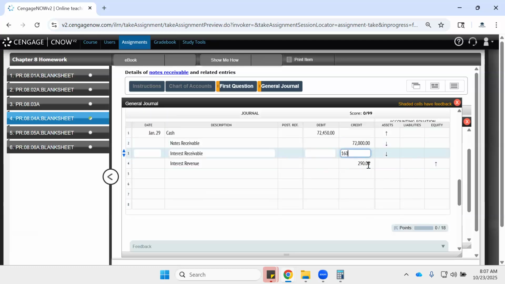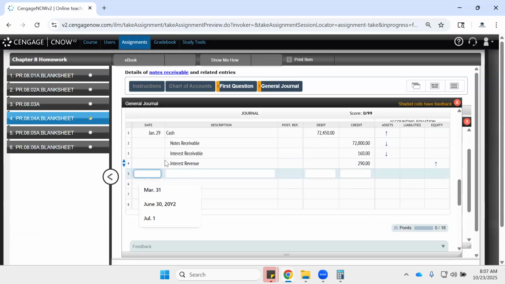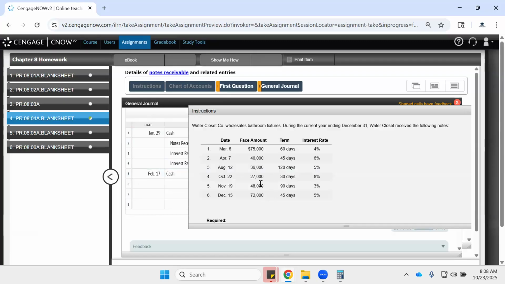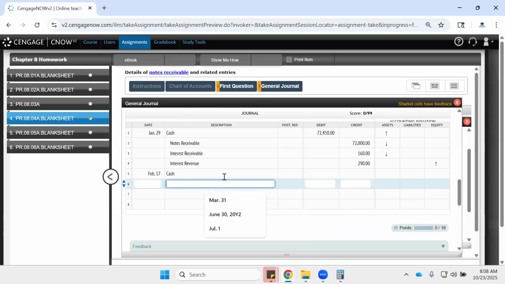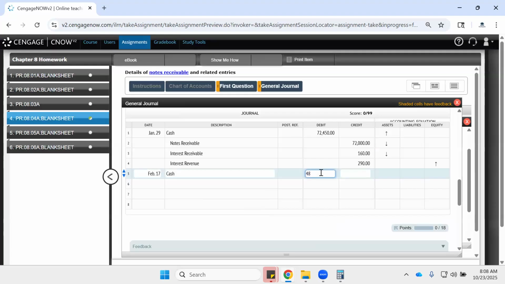See, 160 plus 290 is 450. And guys, that's super important. Because if the journal entry isn't balanced, there's a mistake somewhere, right? If it's balanced, it doesn't guarantee there's no mistake, but we got to make sure that our journal entry is balanced. Now to do the same for our next journal entry, we have 48,000 was our initial amount and then 360. So 48,360. That's what we receive in cash.